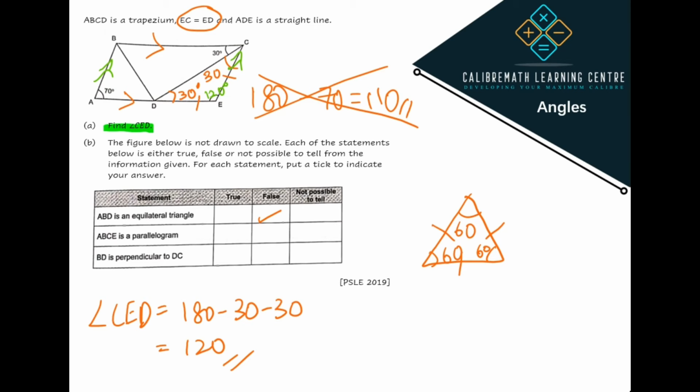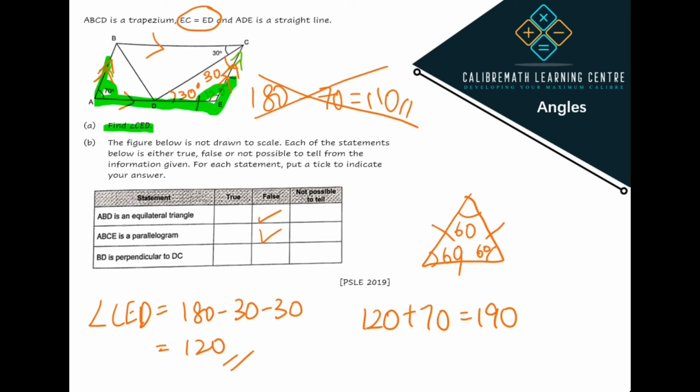So if they are actually parallel to each other, that will mean that we can use the alphabet U over here. And remember that for the alphabet U, the two angles inside, the 70 and the 120, must add up to give you 180 degrees. So let's check that. 120 plus 70 gives us 190. So that will mean that this line AB and the line EC are not parallel to each other. So it's false too.